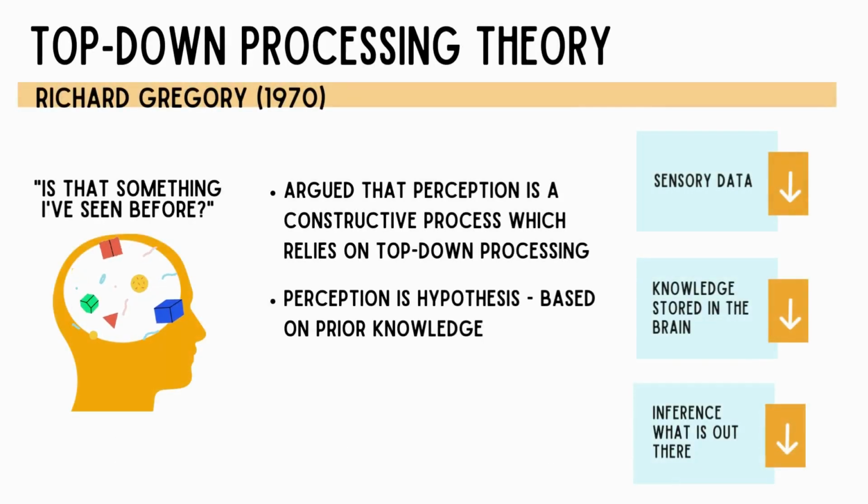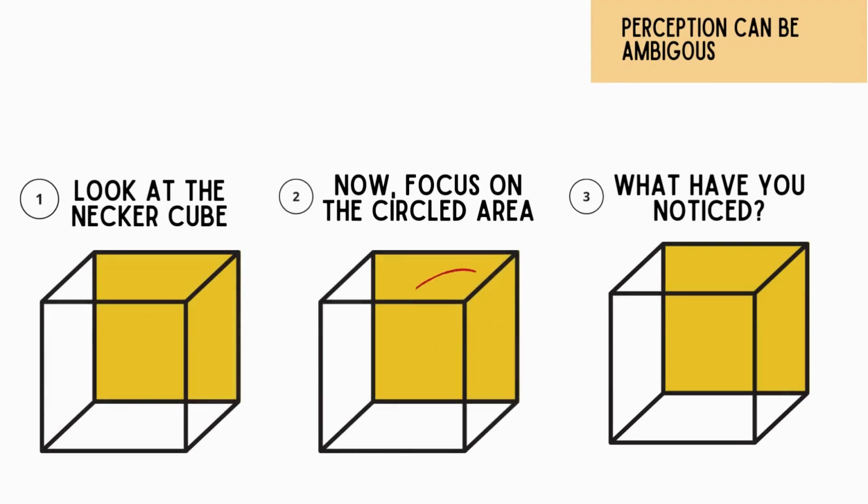Gregory argued that perception is a constructive process which relies on top-down processing. For Gregory, perception is a hypothesis, which is based on prior knowledge. In this way, we are actively constructing our perception of reality based on our environment and stored information. According to Gregory, perceptions can be ambiguous.